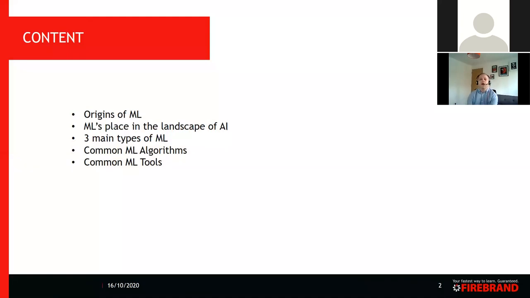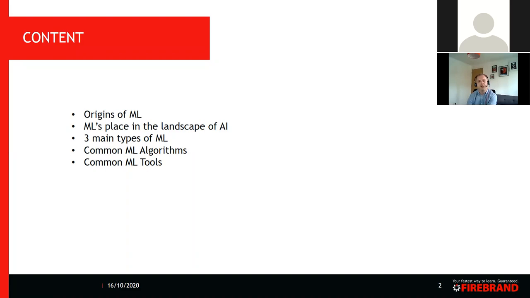So I think it's important to have a look at the origins of machine learning. It's really important to know where we've come from in order to know where we're going. So we're going to have a little look at the history of machine learning. And whilst the history of machine learning isn't totally standardized, there are a few competing views, I think we've come to a general consensus in terms of the origins.